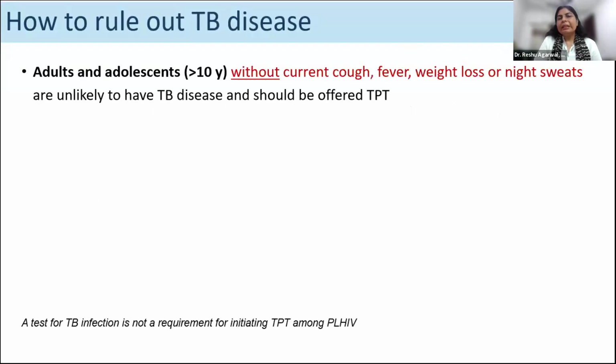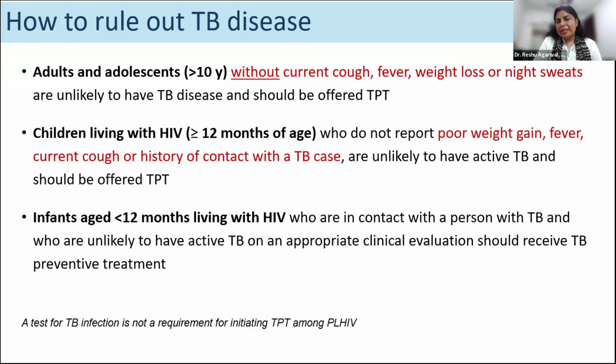So how do we rule out TB among PLHIV at ART centers? For adults and adolescents, all PLHIV should be screened for current cough, fever, weight loss, and night sweat. If they don't have any of these symptoms, they are unlikely to have TB disease and should be offered TPT. Similarly, children more than 12 months of age who do not report any poor weight gain, fever, current cough, or history of contact with a TB case are unlikely to have active TB and should be offered TPT.